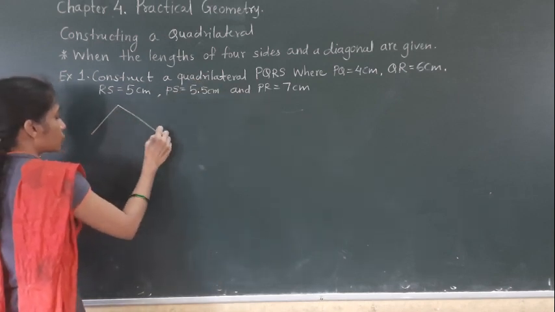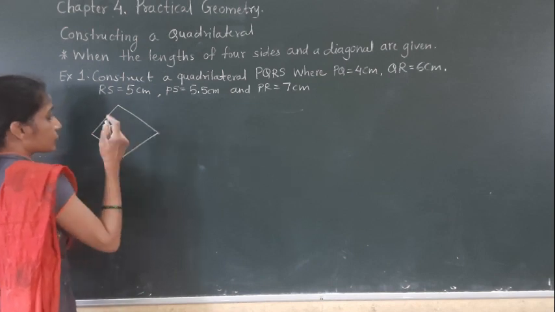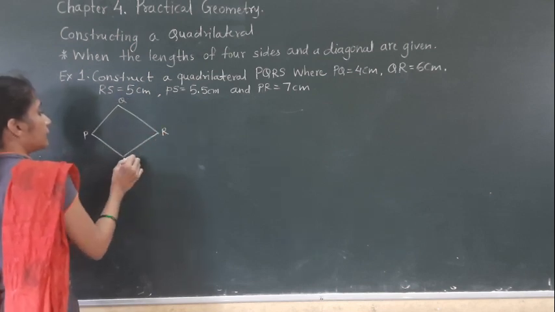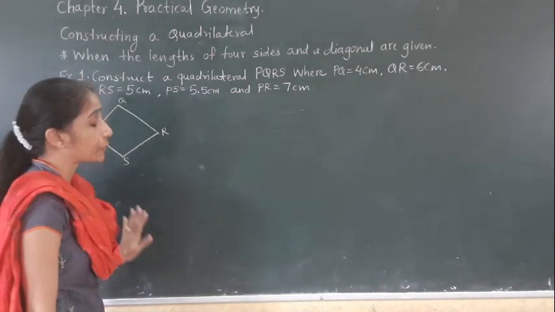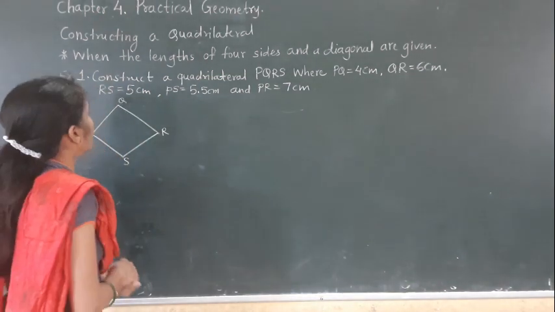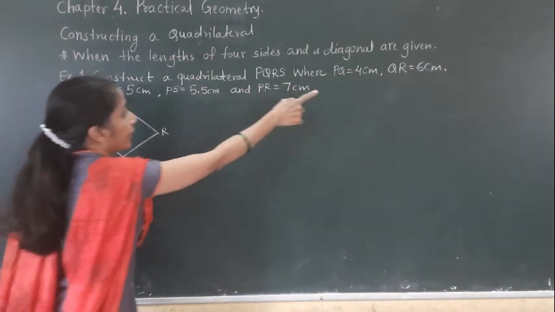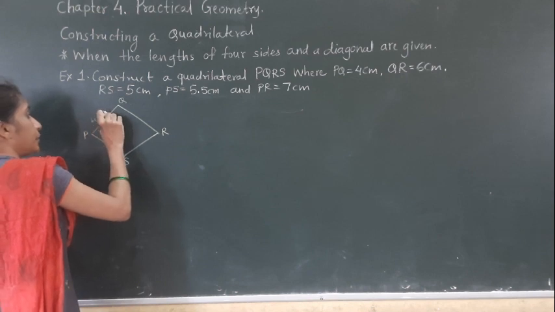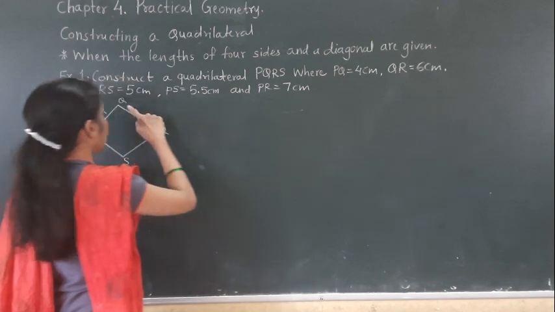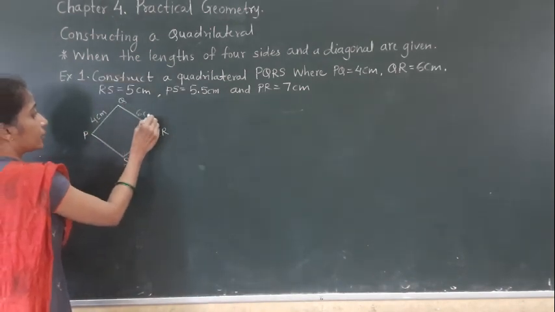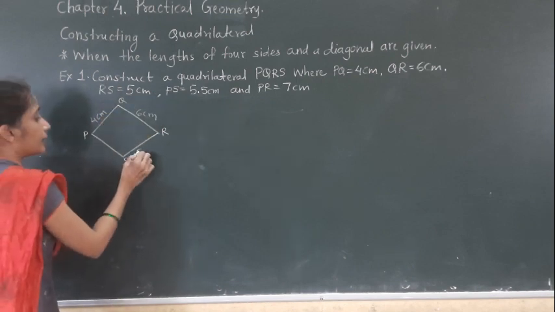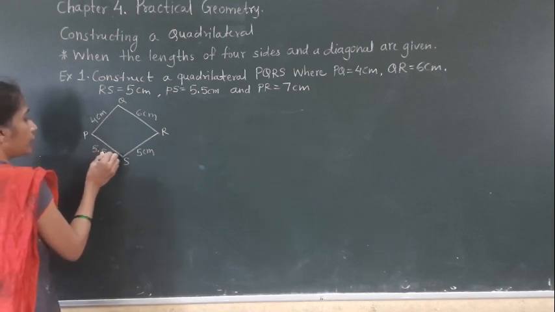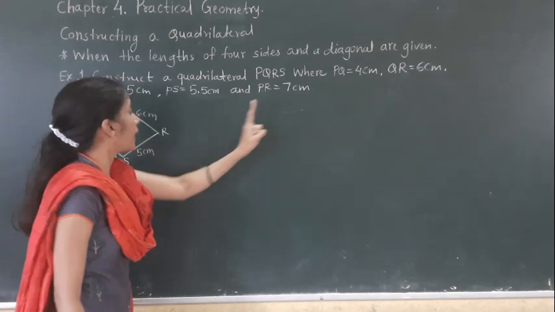Suppose this is the rough sketch of the quadrilateral, P, Q, R, S. First, we have to construct the rough sketch of the quadrilateral PQRS, where PQ is 4 cm. QR is given as 6 cm. Then RS is 5 cm, and PS is 5.5 cm. Now, PR.